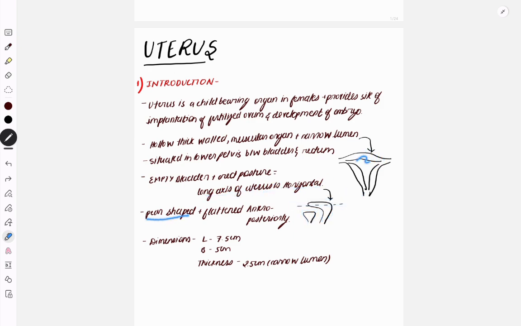It is a pear shaped organ. As we can see, the shape of the uterus is pear, and it is flattened antero-posteriorly, and therefore it has a very narrow lumen. Dimensions of uterus: it has a length of 7.5 centimeters, subtract 2.5, breadth will become 5 centimeters, and subtract 2.5 further, this will give a thickness of just 2.5 centimeters, and therefore it has a narrow lumen.